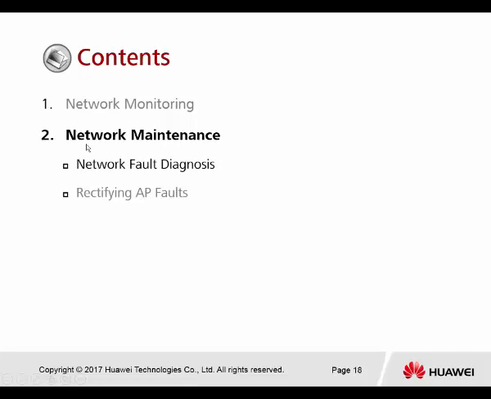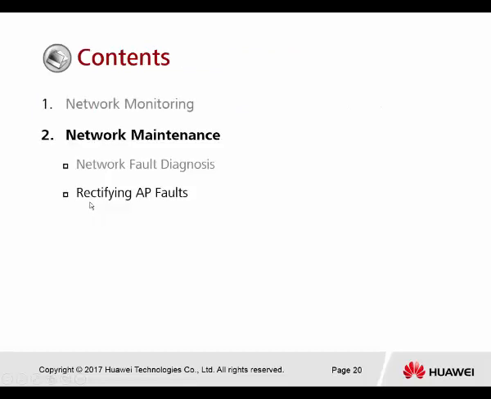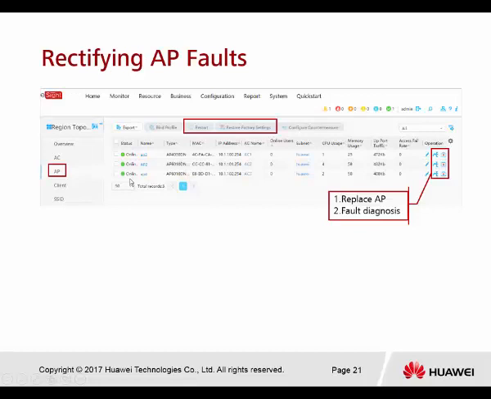Okay, now they go entering the maintenance, network fault diagnosis. So to do the diagnosis, WLAN fault diagnosis, the current diagnosis. So you notice they have some icons here. Okay, they show you the client, AP, and the AC. Rectifying AP fault, the diagnosis on the AP.